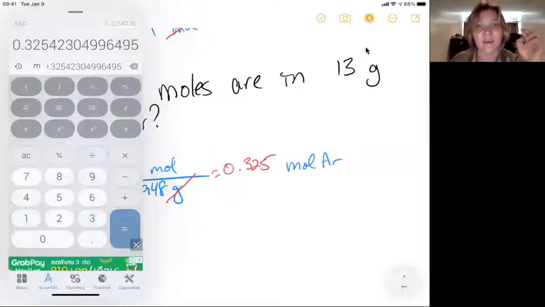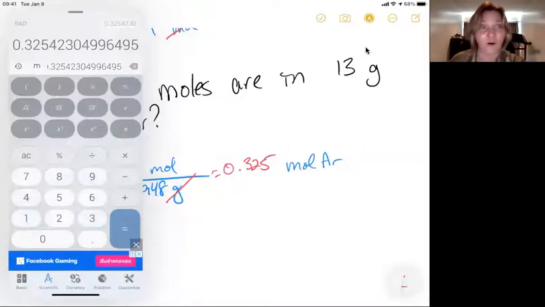13 divided by 39.948, and you get 0.325. I would say 2, maybe 3 decimals is okay. Please do not round to the whole number. At the very least, I want 2 decimals, but please do not give me all like 50,000 of those decimals. You can round it to 2 or 3. And so that's your final answer.